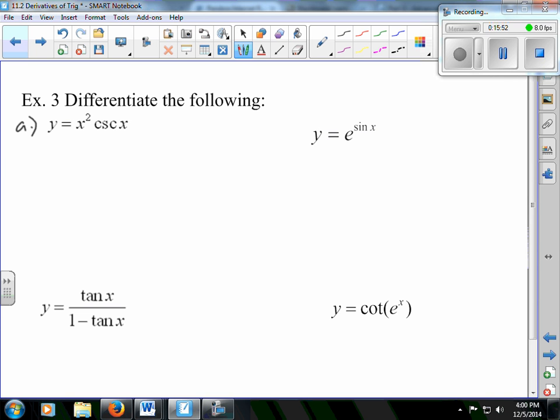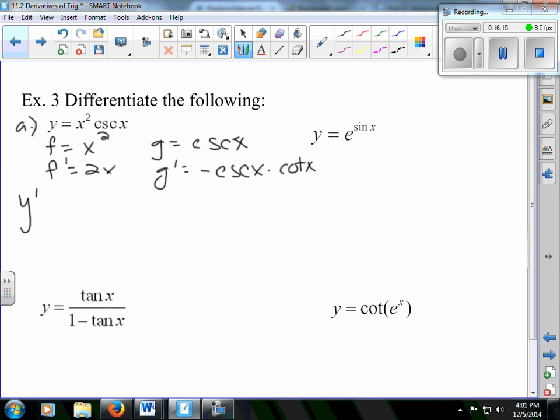y equals x squared times the cosecant of x. Notice this is a product, and so I will use the product rule. I'm going to label f as x squared and g as cosecant x, and then I'm going to take f prime and g prime, and I know the derivative of cosecant is negative cosecant times cotangent. And so my derivative is just the product rule: f prime g plus f g prime. All right, that was a negative, so I'm just going to change my positive to negative.